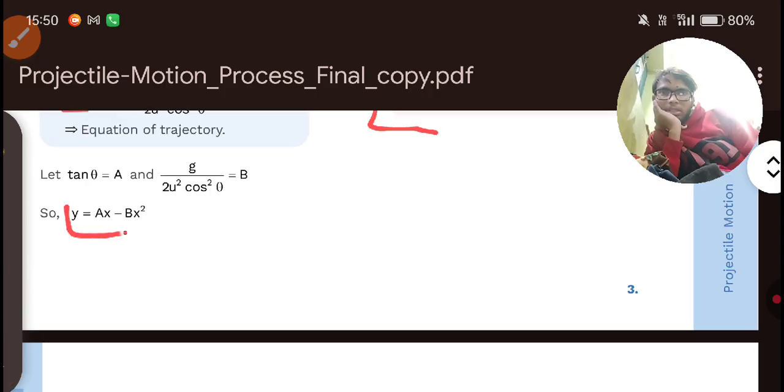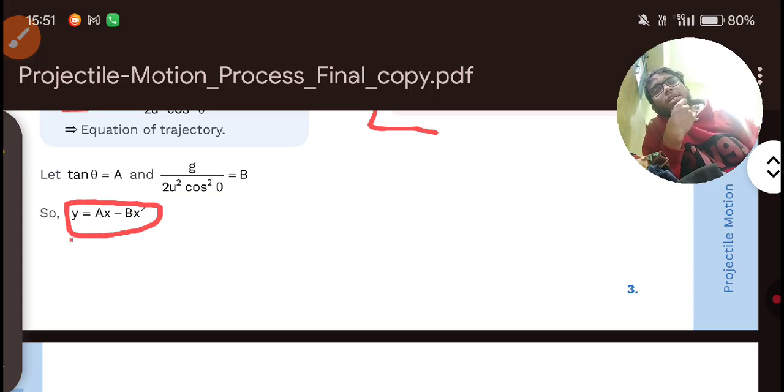Here x is a variable, and y is another variable. a and b are constants. This is a number which is not a variable. The highest degree of x is 2. That's why we can call it a quadratic equation.